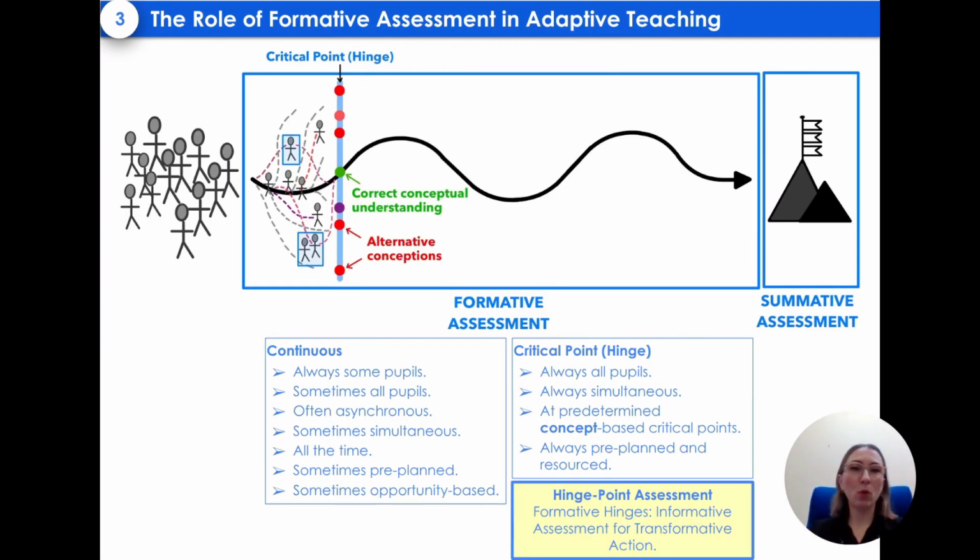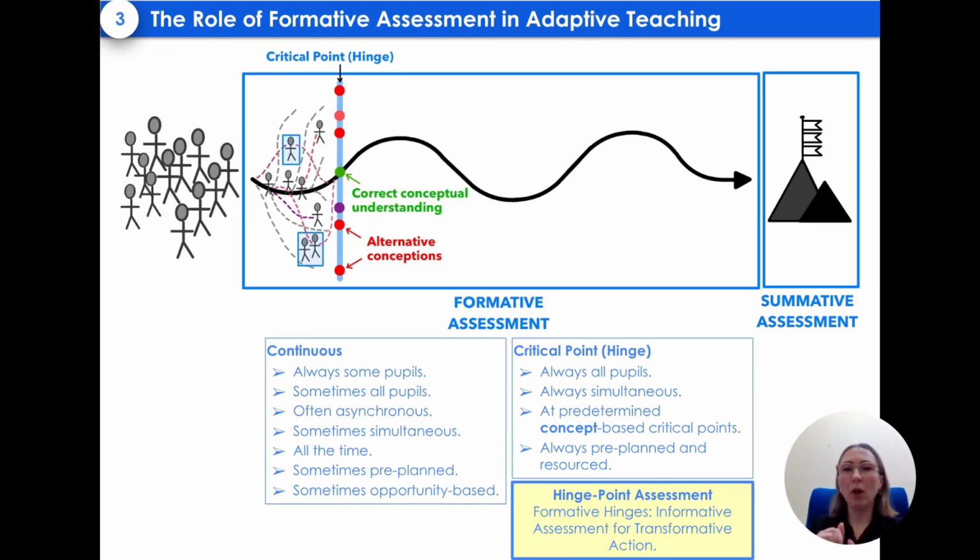So this is our focus for Lent Term 26, is designing effective hinge point assessments and really internalising the criteria that make an effective hinge point assessment and making sure that those criteria are fulfilled, whilst at the same time translating and obviously adapting for different subjects and stages. So we've called it Formative Hinges, Informative Assessment for Transformative Action, because we want that emphasis on formative assessment is not just assessment. So on my critical point line, on my visual now, we've got some other coloured dots.